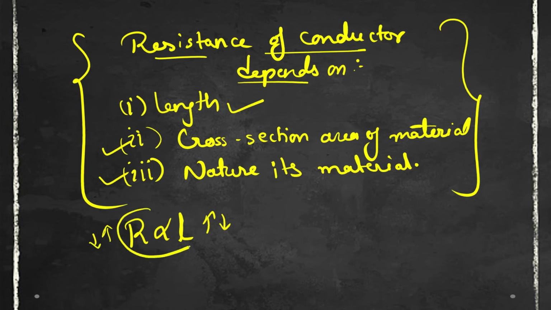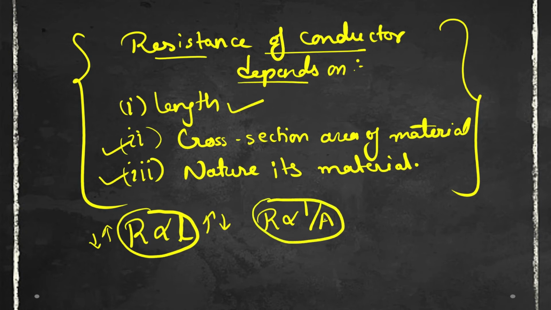So we can conclude that resistance is directly proportional to the length of the material, and we can also conclude that resistance is inversely proportional to the area of the material. As area increases, resistance will decrease, and as area decreases, resistance will increase.